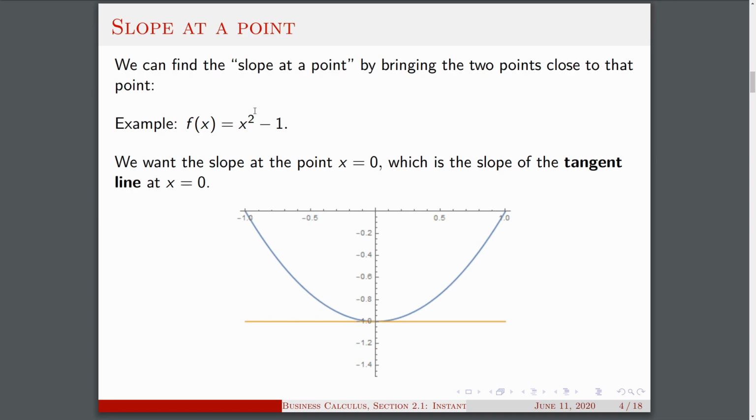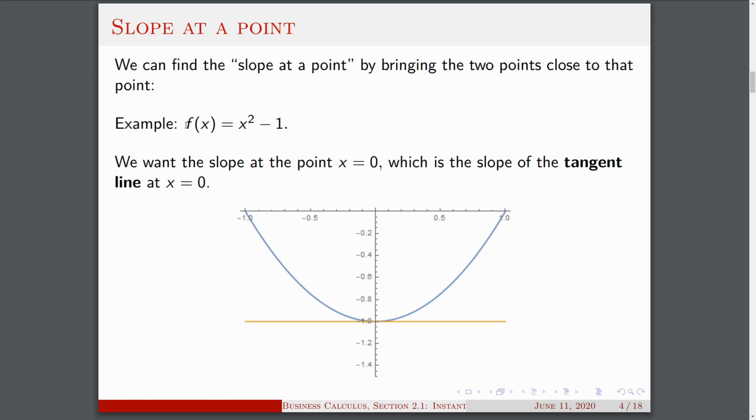So with slope at a point, how are we going to find this? How are we going to define this notion? What we're going to do is bring the 2 points that we use in the slope formula very close to each other, very close to the point that we actually care about.